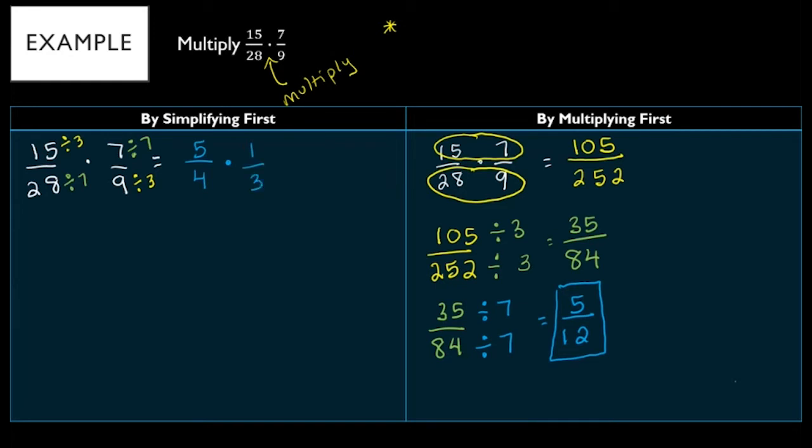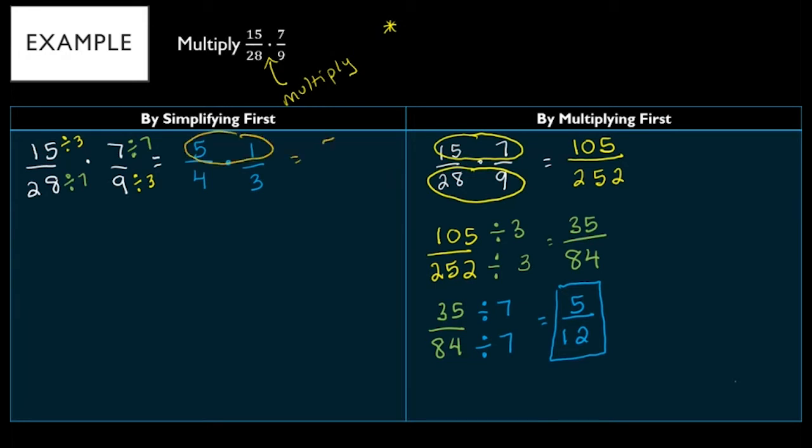9 divided by 3 is 3. So now I've reduced this problem by simplifying so that I'm really doing 5 over 4 times 1 over 3, which is a lot easier to multiply. I don't even need a calculator to multiply this. I can do this whole problem without a calculator. So I just multiply these straight across.